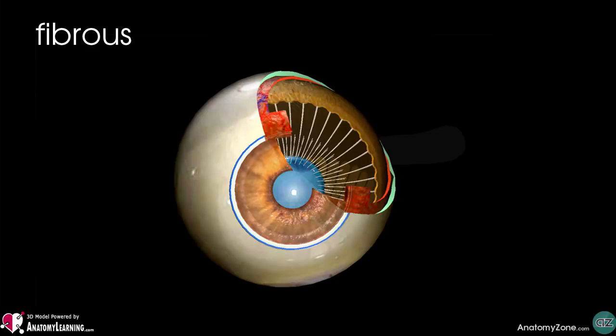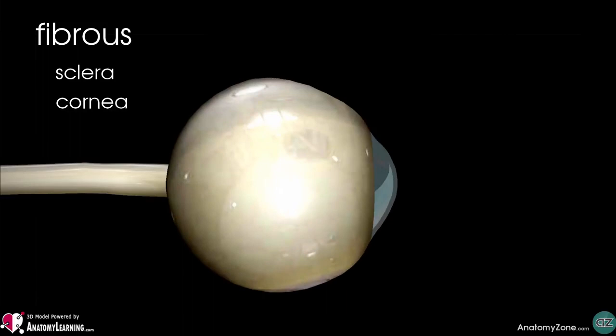I've switched over now to a view of the isolated eyeball, with some layers dissected away. The fibrous layer of the eye is the outermost layer. It consists of the sclera and the cornea, which are directly continuous with each other. You can see the shape and continuity of the cornea with the sclera from this lateral view. Their main functions are to provide shape to the eye and support the deeper structures.